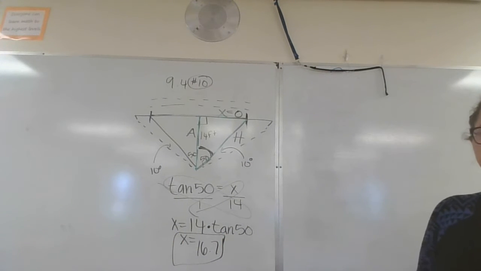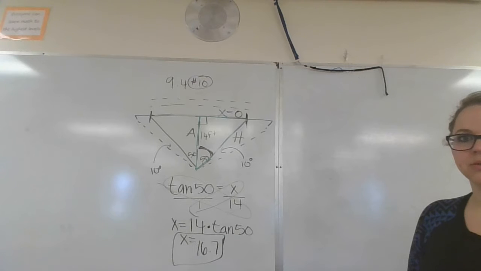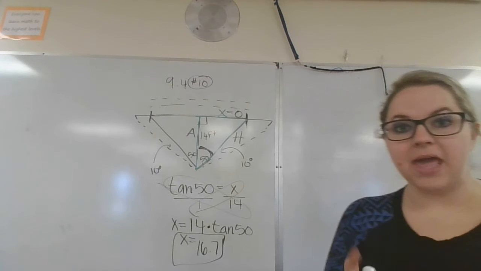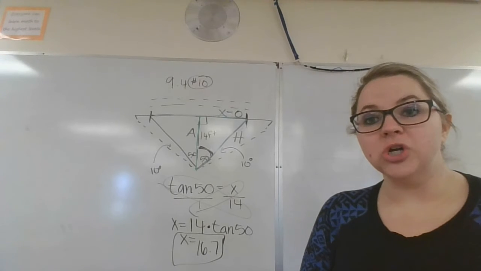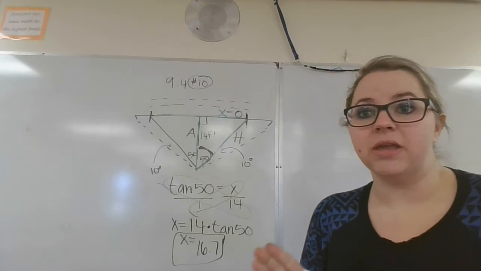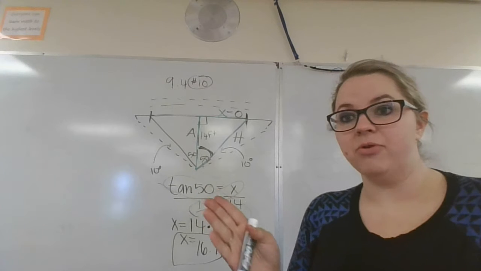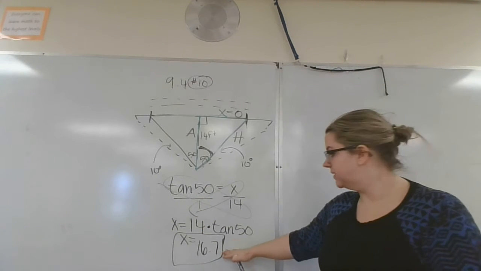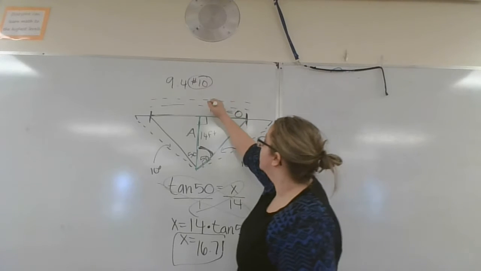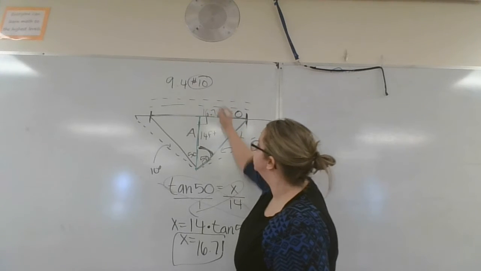X equals 16.7. That's my answer for part A. Now part B says, the photographer turns another 10 degrees on either side to see the end of his camera range. Oh, sorry. Let me back up. This is not my answer. This is just one part. This is right here, 16.7.